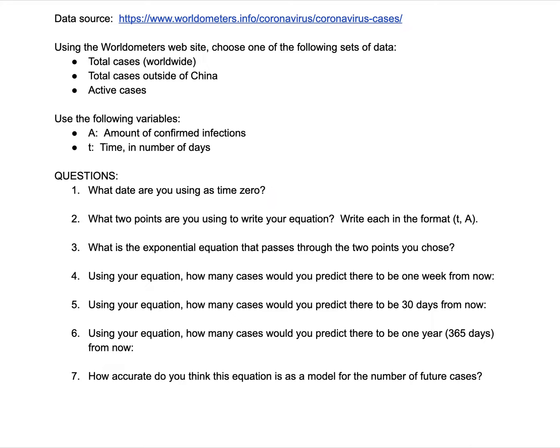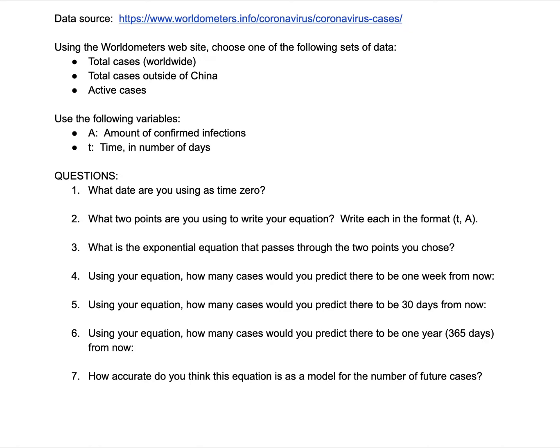All right, then I want you to tell me what the two points are that you're using. So actually write them as coordinate pairs, like x comma y, in this case t comma a, for both of those, so I can see what your two points are. And then you'll write your exponential equation going through those two points using the lesson that we went through this week.